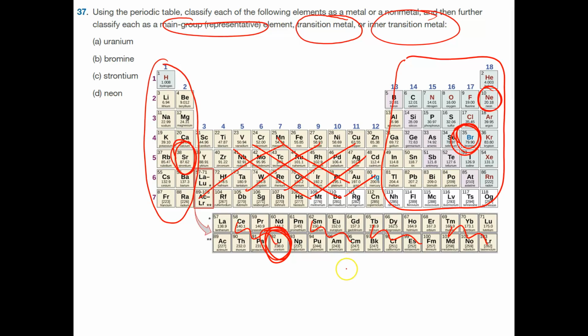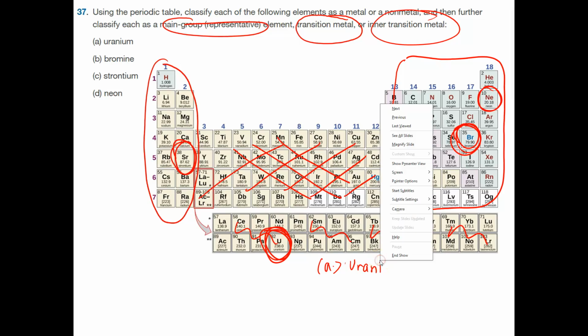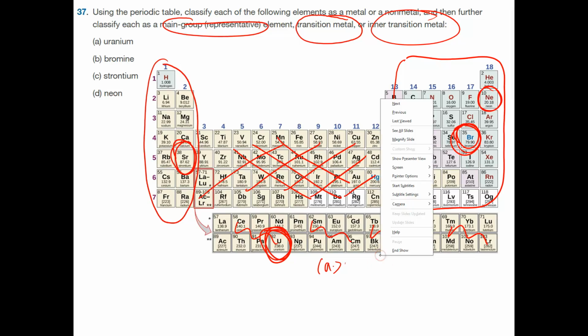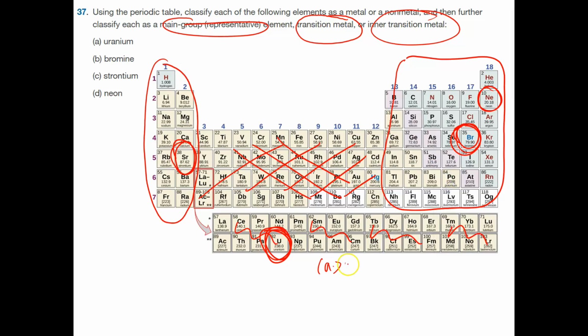So for A, I hope you can see that uranium is in those inner, I don't know why I'm writing the name out. Uranium is in what we call the inner transition elements. So it is a metal because everything that is in the inner transition elements is a metal. So it's in the inner transition. So make sure you get both parts.